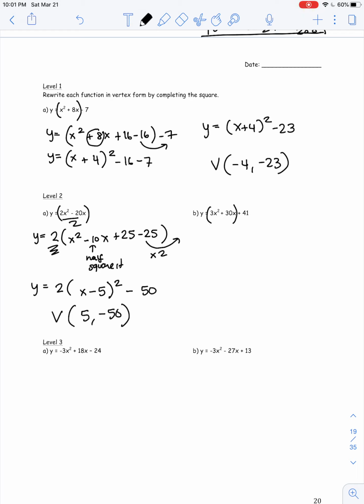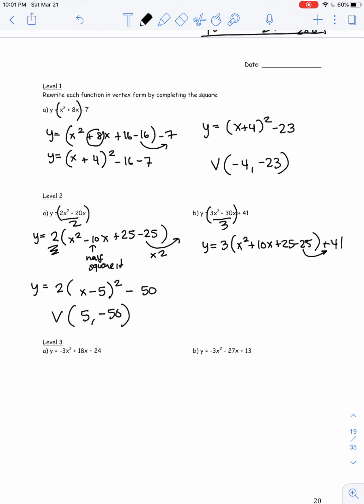Put brackets around your x's. Divide both of them by 3. Y equals 3 in front of x squared plus 10x. Take half that number, square it. We're going to have 5 squared is 25, subtract 25, and we still have that positive 41 outside.